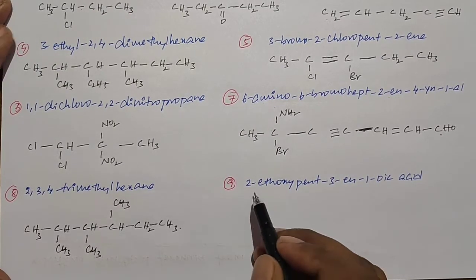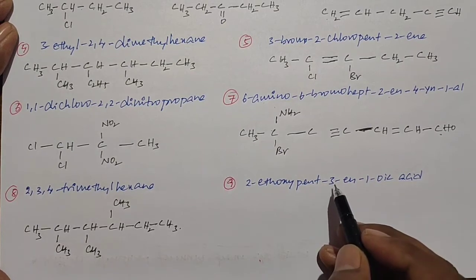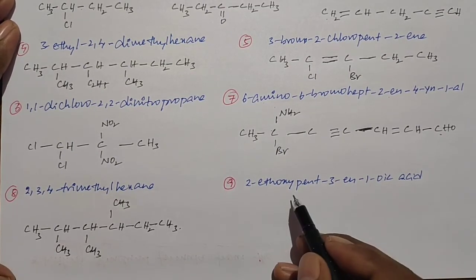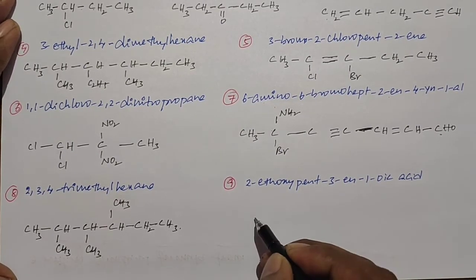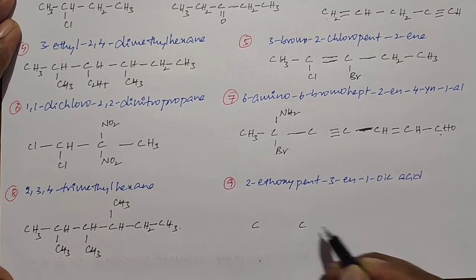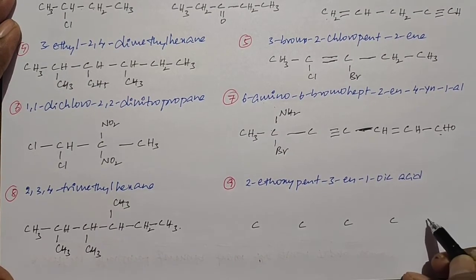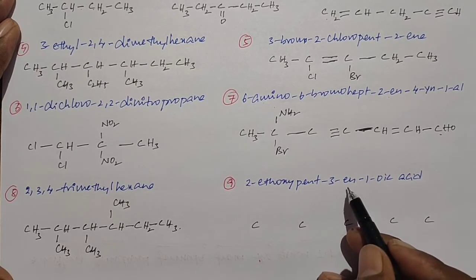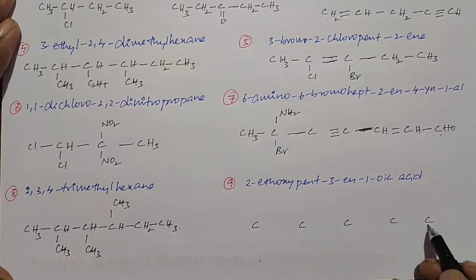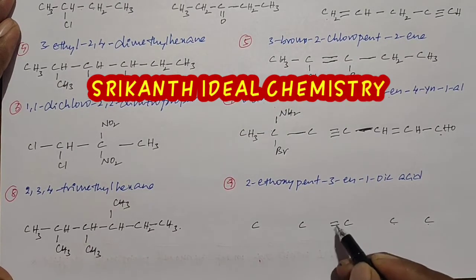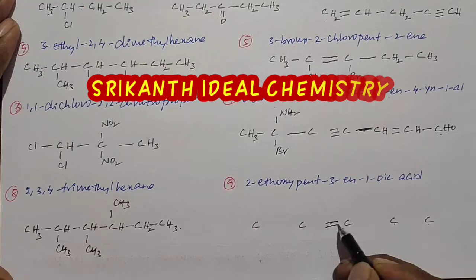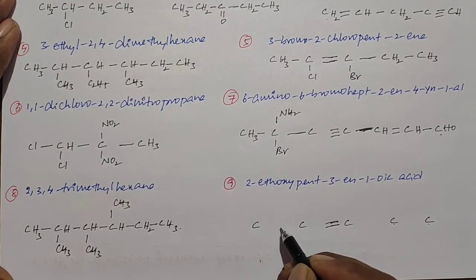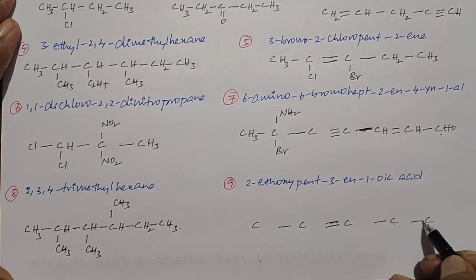And the next one is 2-ethoxypent-3-ene-1-oic acid. Here the root word is pent, 5 carbons. So we need to take the 5 carbons. 1, 2, 3, 4, 5. Here the secondary suffix is present, so you take the first carbon from the right side onwards. So here the primary prefix is 3-ene. So 1, 2, 3. We need to keep the double bond between the third and fourth carbon atoms, and the remaining are filled with single bonds. Okay.